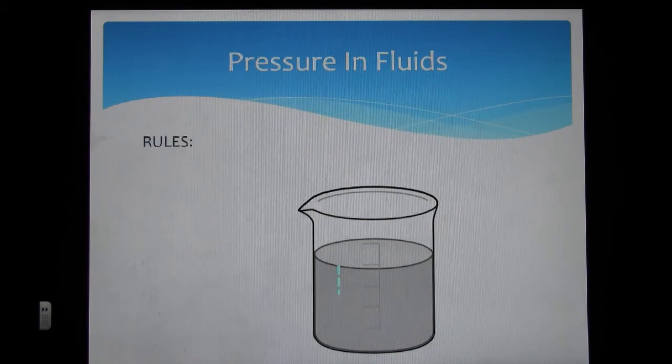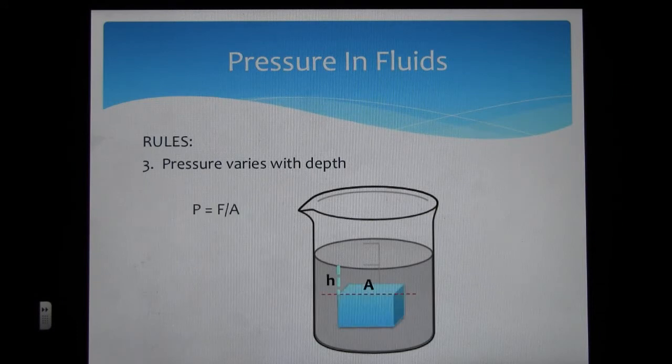A third rule or pressure principle is that pressure varies with depth within a fluid, and we can determine the amount of pressure if given the depth. The formula for pressure at a depth can be derived from the original pressure equation. Consider a cube with a surface area A placed into a beaker of water or another fluid. Let's say we're trying to determine the pressure at a depth h, the top of the cube.